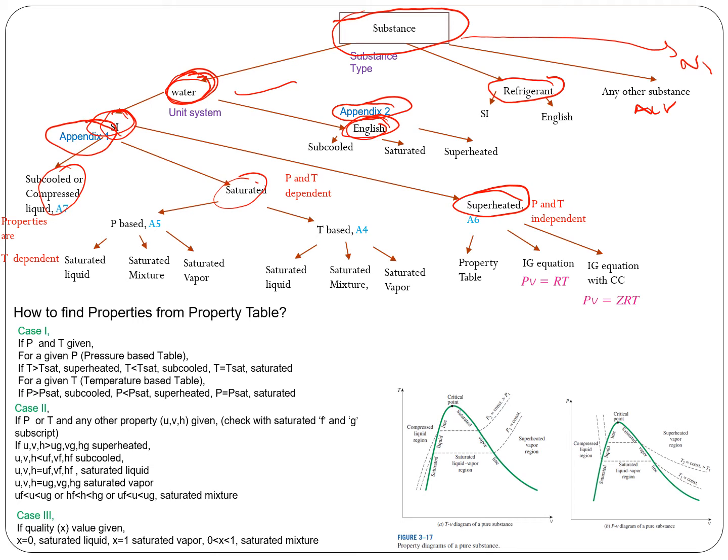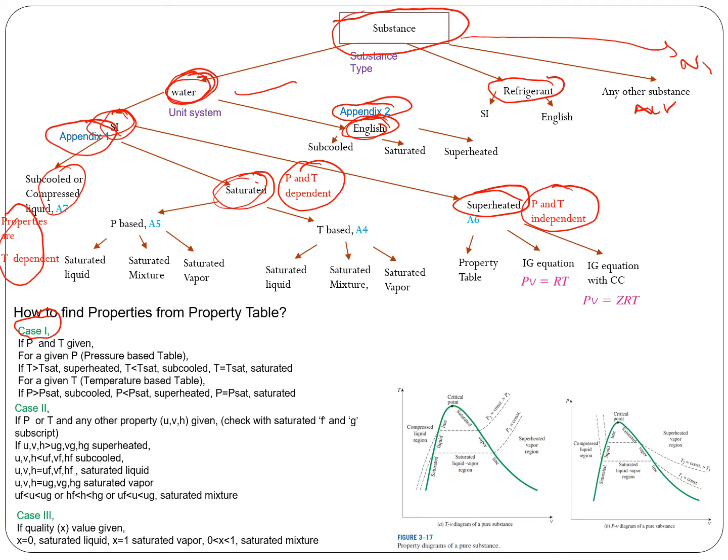In the subcooled state, properties are only dependent on temperature, whereas in saturation, pressure and temperature are dependent. So if you know the pressure, we know the temperature for the saturated case. And in superheated, pressure and temperature are independent. Once certain conditions are provided, you need to figure out where it lies first, and then find the property based on that. You can see there are three cases.